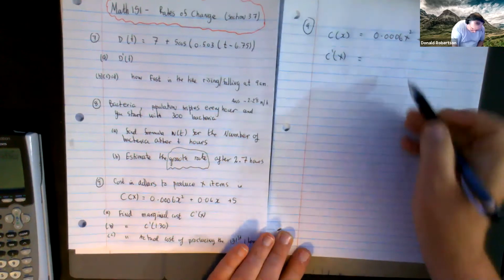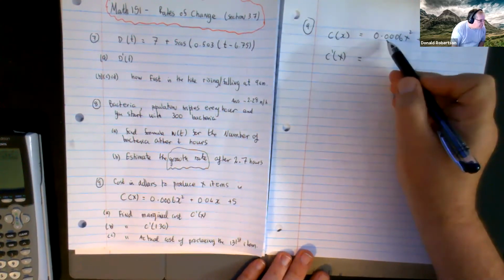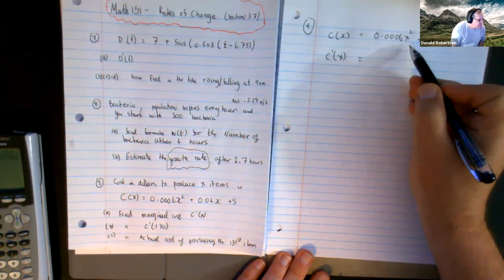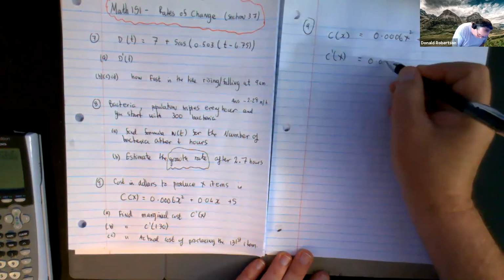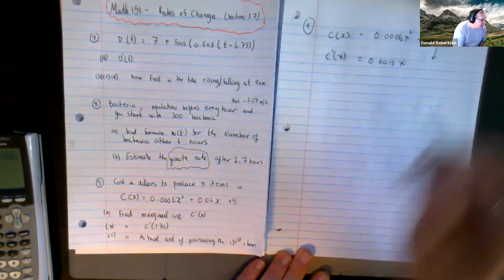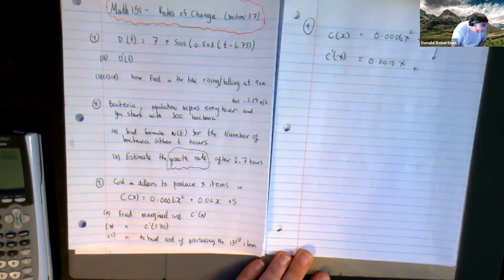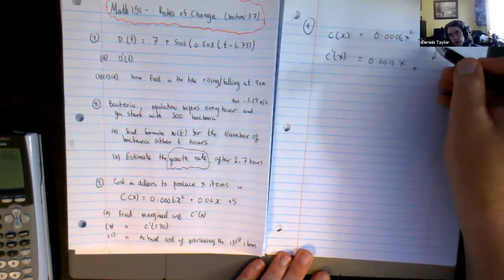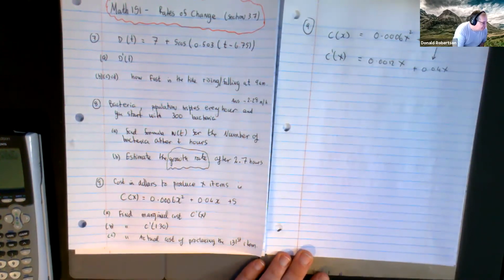I don't care that that's an ugly decimal times X squared. Isn't the derivative just 2 times that ugly number times X? Right, you differentiate X squared, and 2 times that ugly number gets you that. And what does the derivative of this ugly guy get you? 0.04.